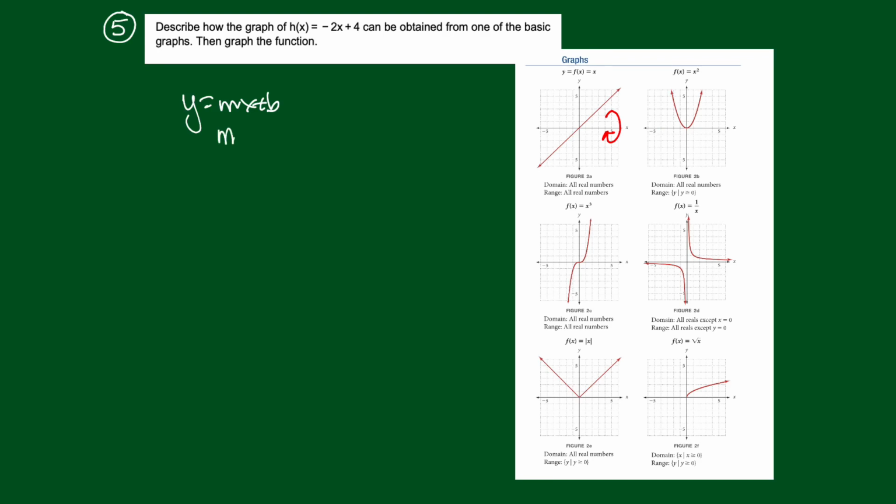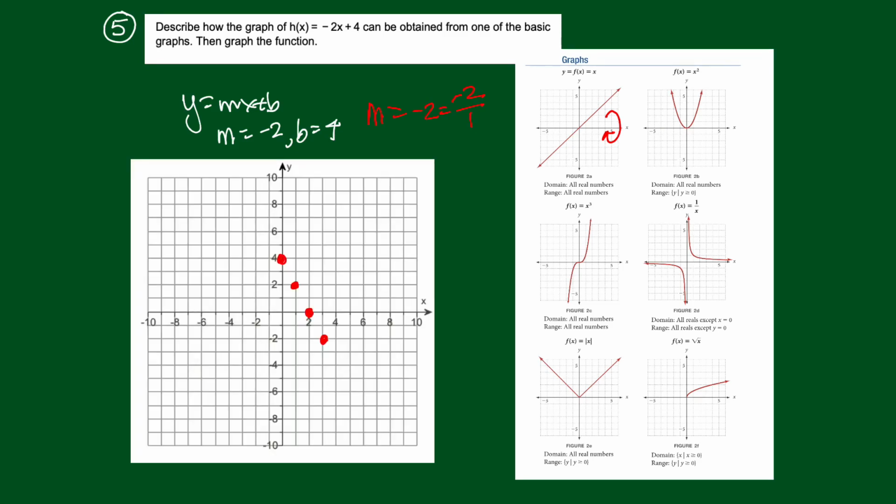So m, in our case, is -2, and b is 4. So I'm going to start here at 4. Okay, I've already got a few points. Now the slope is -2. I'm going to write -2 as a fraction, -2 over 1.